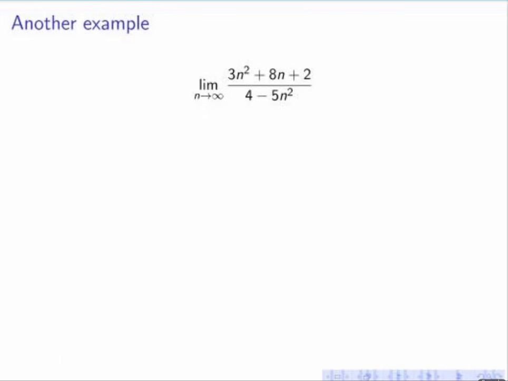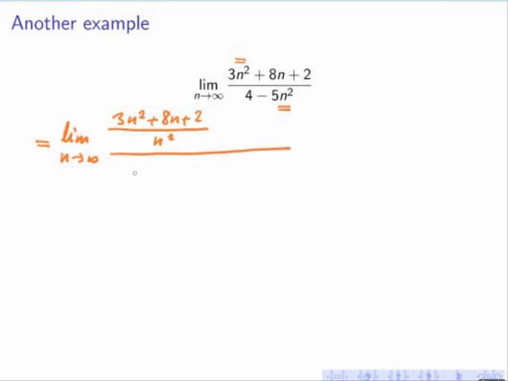Now, since this is so much fun, we do one more example. So let's compute this limit, again with the same method. We look at the highest order, which is n squared here and n squared here. So we need to divide the numerator and the denominator by the same number. So this is the limit as n goes to infinity of 3n squared plus 8n plus 2 divided by n squared, and now comes a large fraction, and then 4 minus 5n squared divided by n squared.